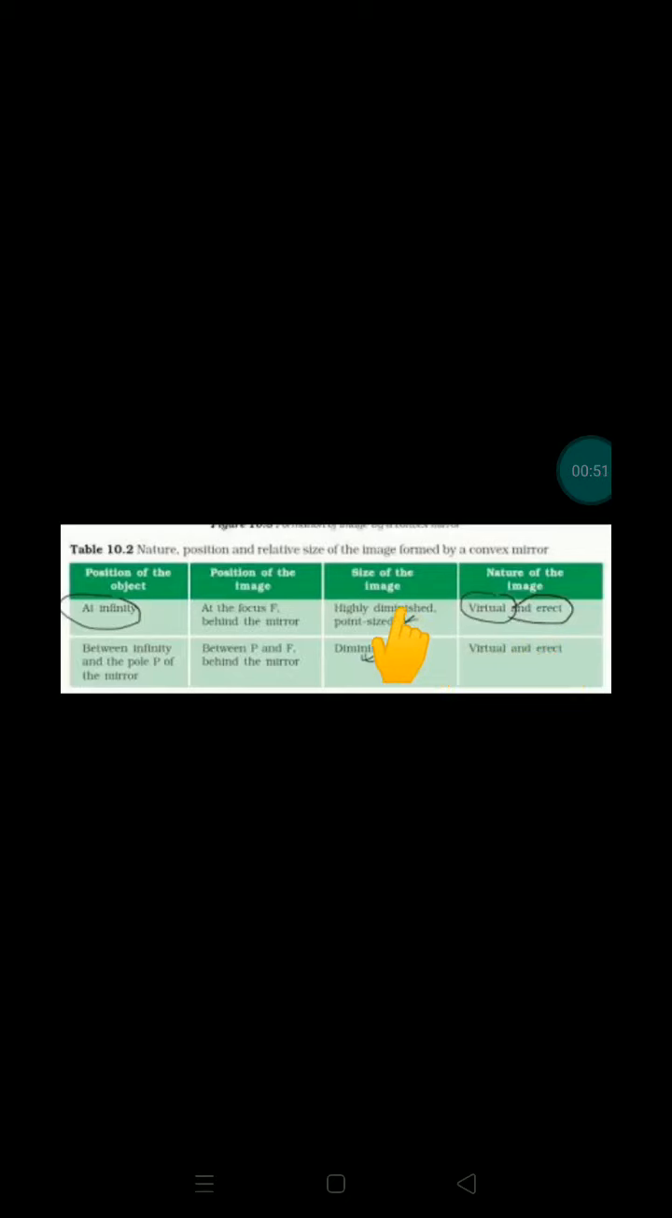Students, please note, a convex mirror always gives a diminished image, and its images are virtual and erect like our plane mirror. Now we are going to draw the ray diagrams of these 2 cases in the following figures.